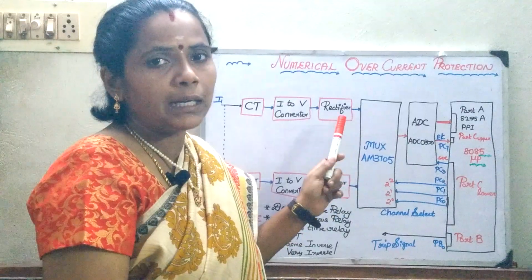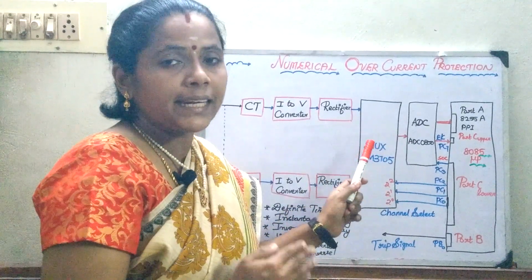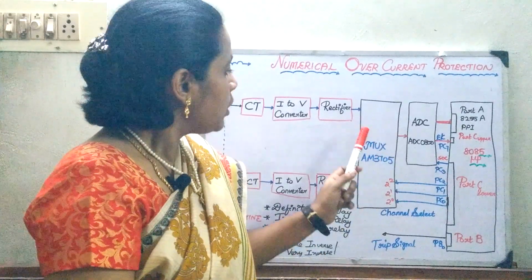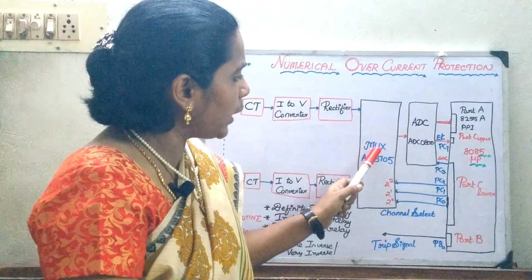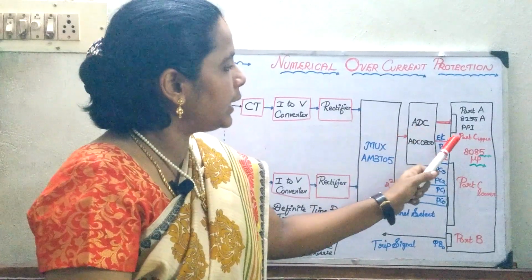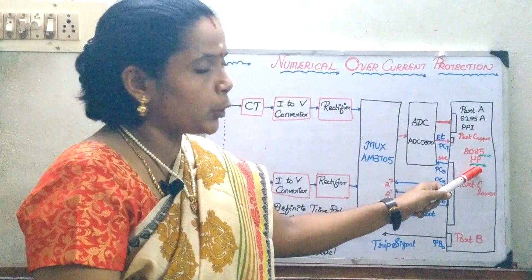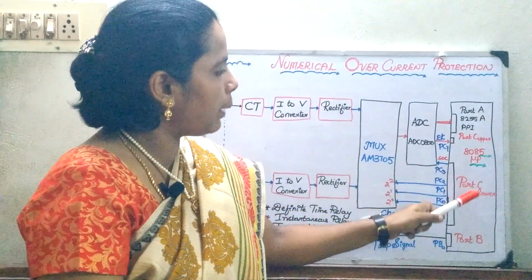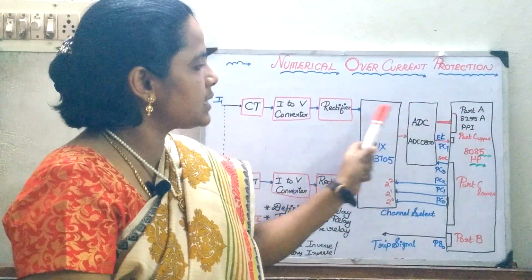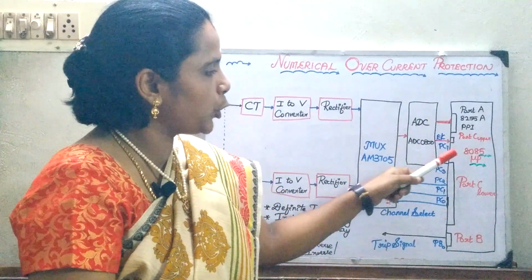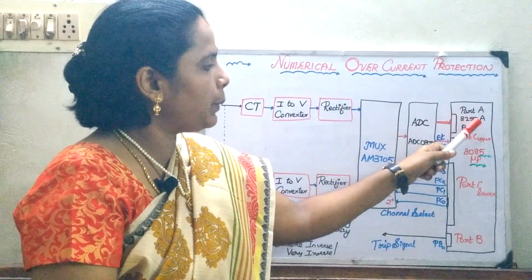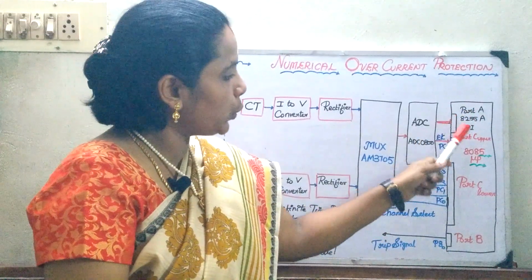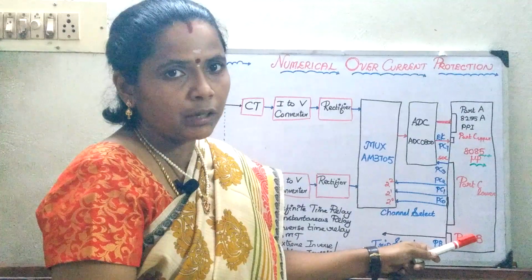As I already told you, a multiplexer is a data selector. It selects on which particular channel the data has to be routed. This mux gives the signal through the ADC to the 8085 microprocessor, where you have ports B and C, lower and upper. The entire process is interfaced with the microprocessor through the programmable peripheral interface, the 8255, which acts as your port A.